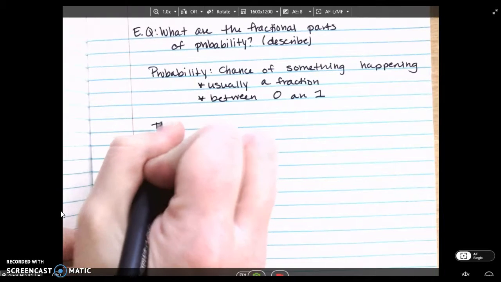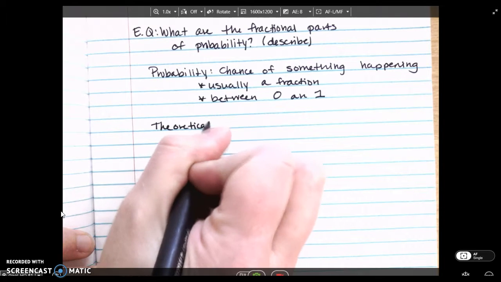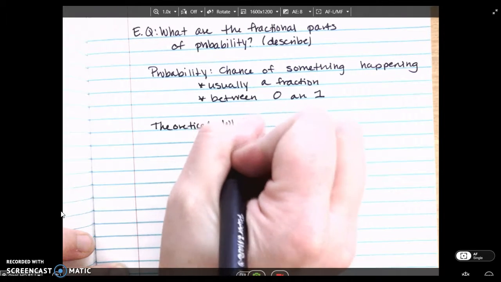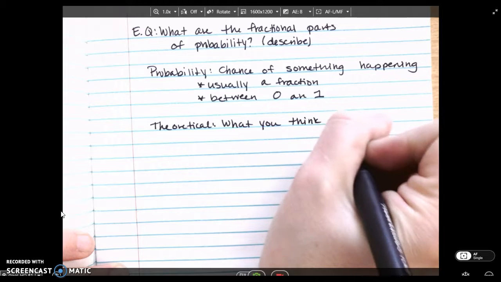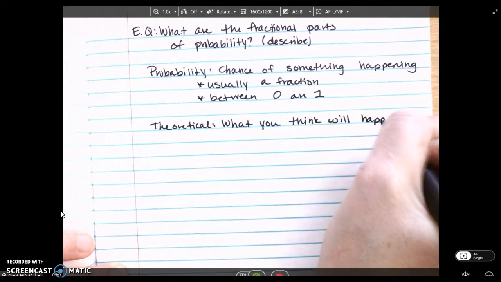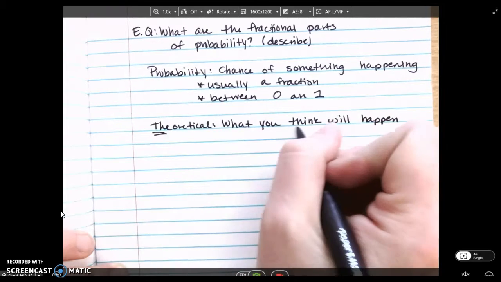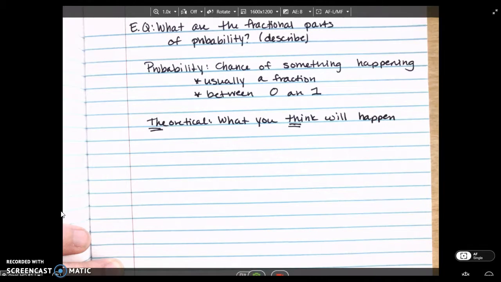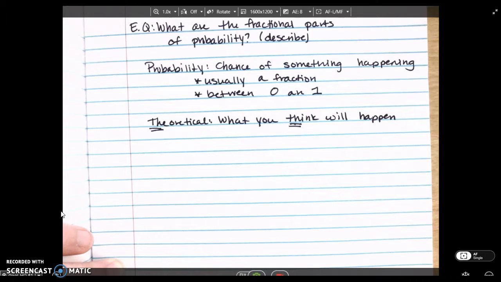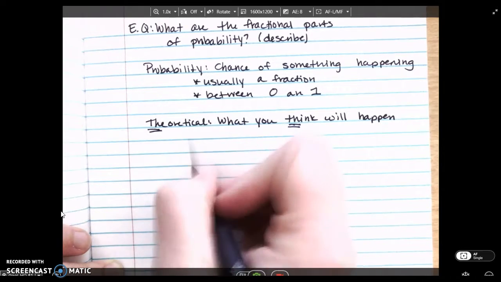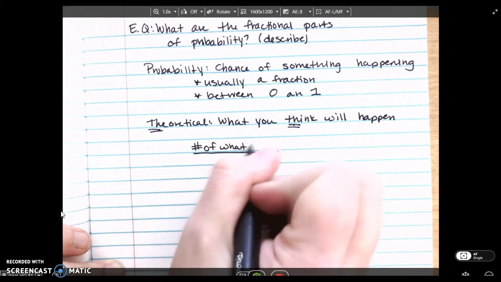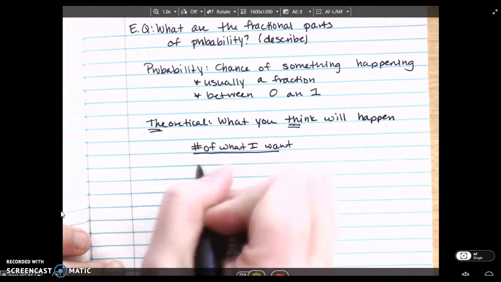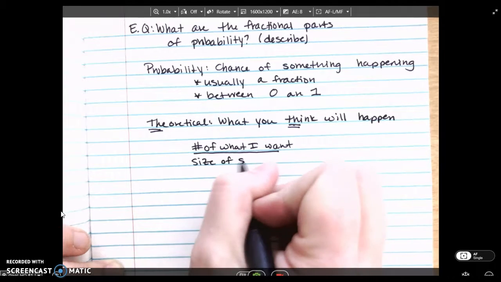Now there's theoretical probability. Now, theoretical is what you think will happen. So nothing has happened yet. You're just thinking about what is the possible chance of something happening. So typically, the way that we see this is in the top is the number of what I want, and in the bottom is the size of sample space.